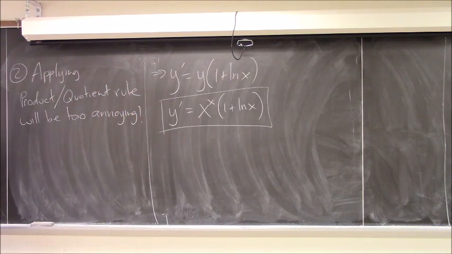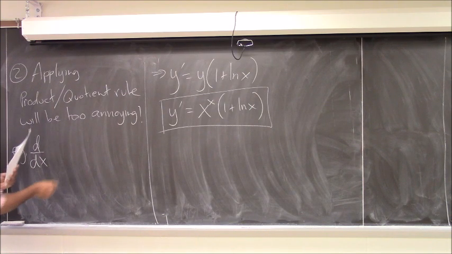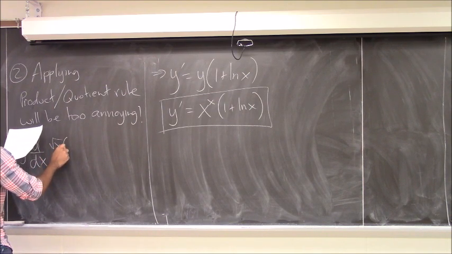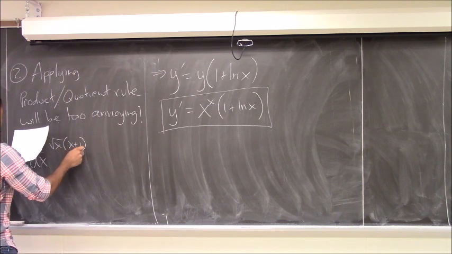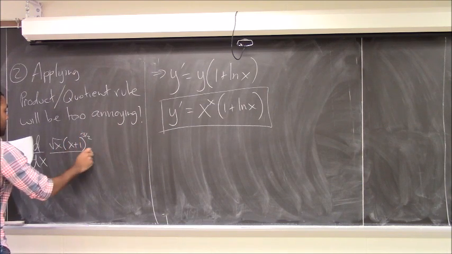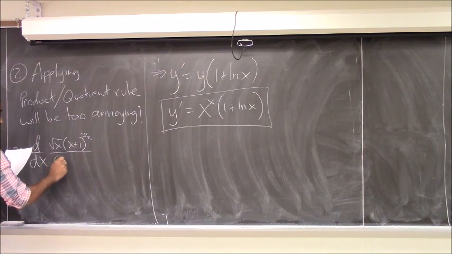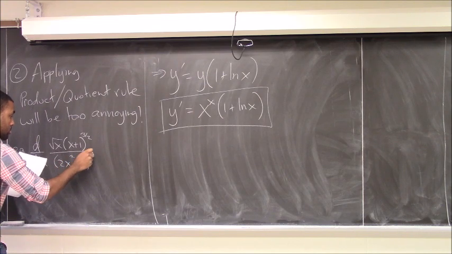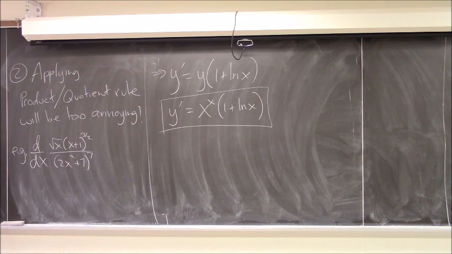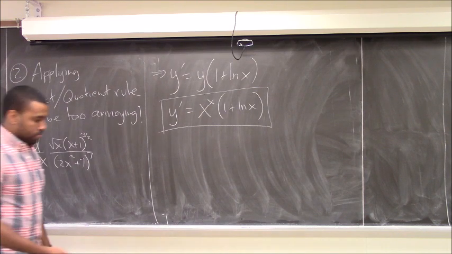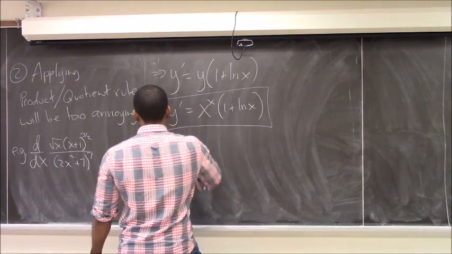So let's talk about an example of that. For example, how would you find the derivative of, I wrote something really annoying here, radical x times x plus 1 to the 3 over 2. And it could get even more annoying, but let's just start here. Now technically we know enough to actually differentiate that function. We could just do the quotient rule.